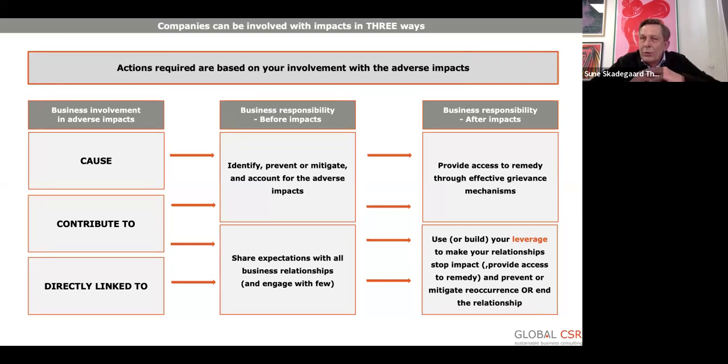If you do not have leverage and you cannot build leverage, you will be expected to end the relationship, but you have to consider that when you are ending a relationship, that in itself may lead to adverse impacts that you are now causing. So you also have to consider the adverse impacts that come from ending a business relationship. These are the three ways you can be connected to an impact as a company.